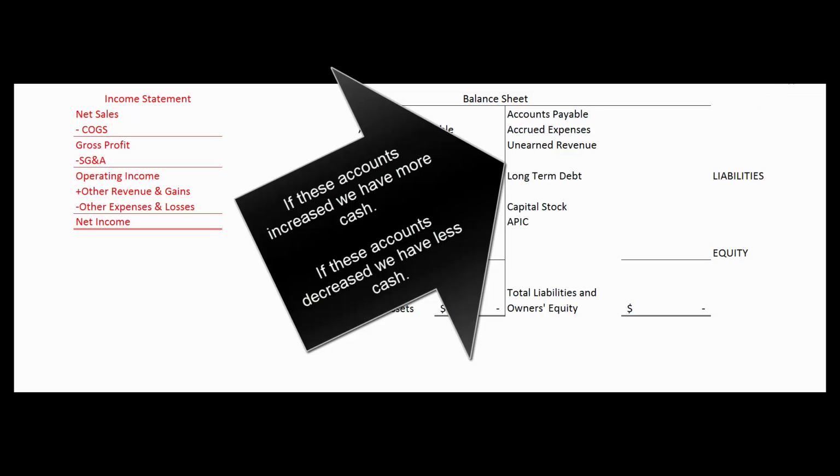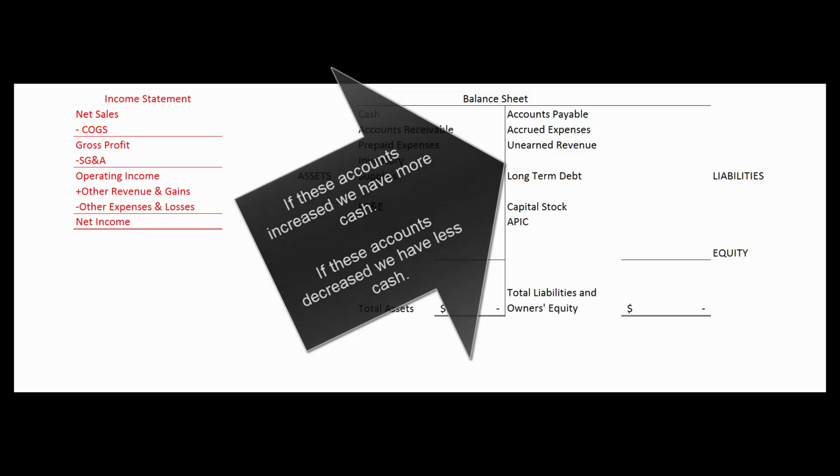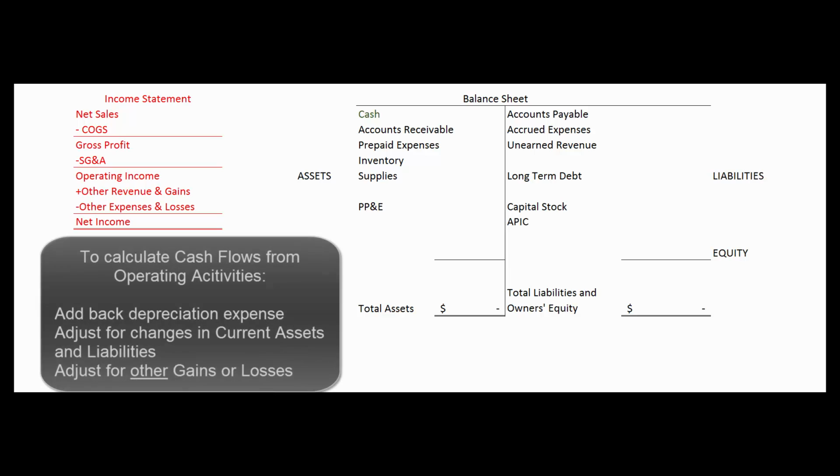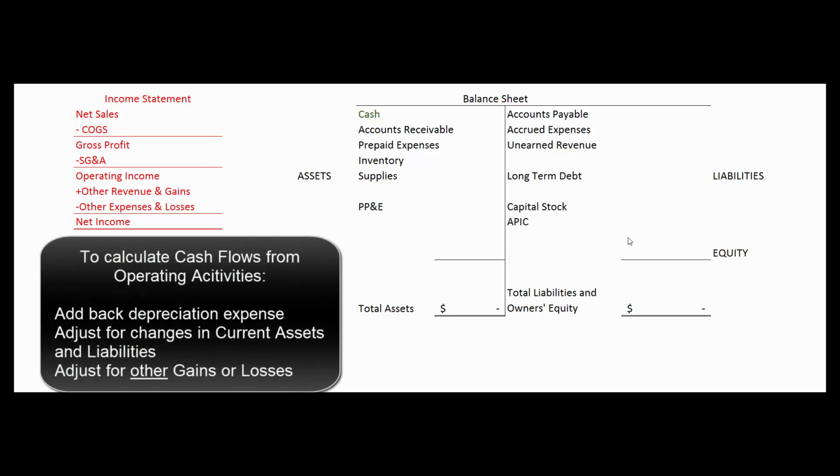So on our statement of cash flows, to figure out our cash flow from operating activities, we'll start with net income, add back depreciation because it's a non-cash expense, look at the changes in these current asset accounts over the course of the year, look at these changes in these current liability accounts related to operations over the course of the year, and then adjust for any gains or losses.